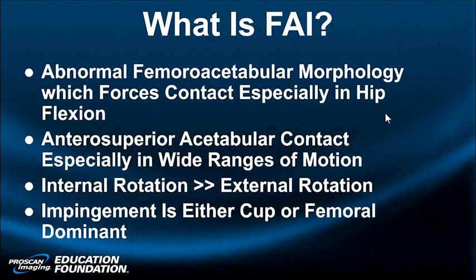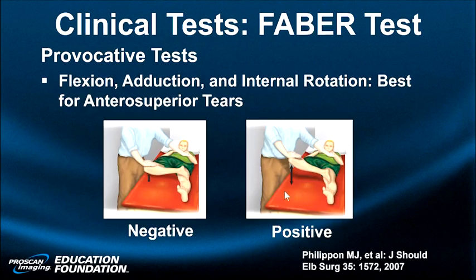Now, what is femoroacetabular impingement? It's basically abnormal contact, especially in wide ranges of motion. It's more severe in internal than external rotation, and it can be either cup dominant, in other words, the cup's too shallow, cam impingement, cup too deep, pincer impingement. Or it can be femoral dominant because the femur is too small, or more commonly, they have coxa magna, the femur's too big.